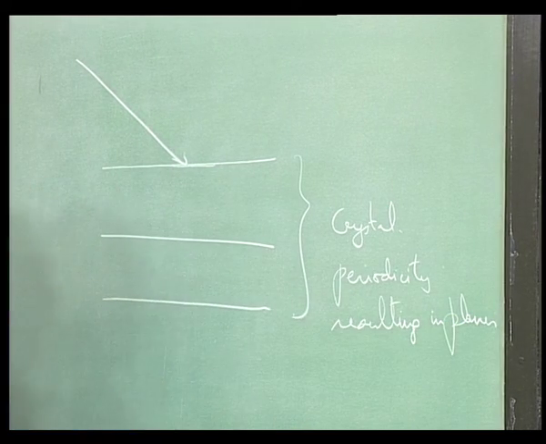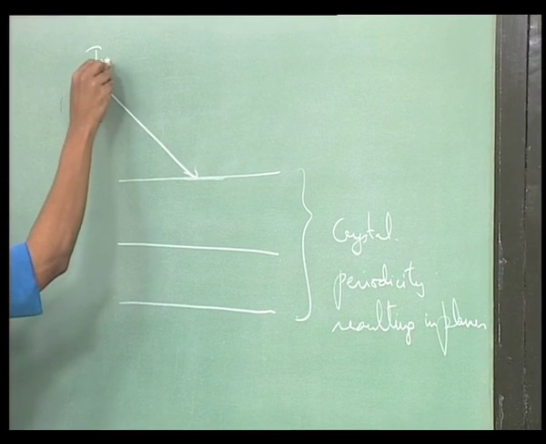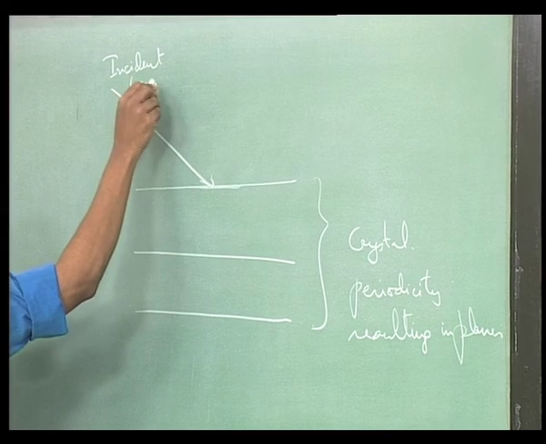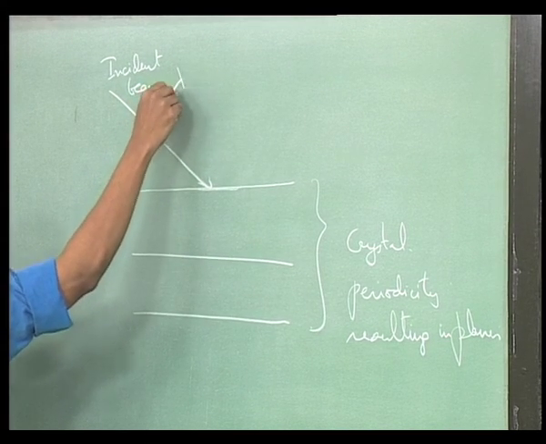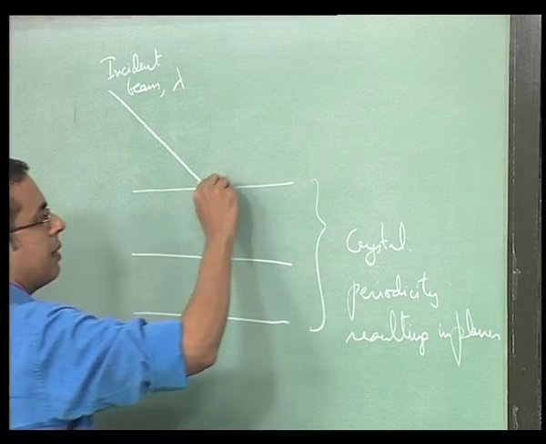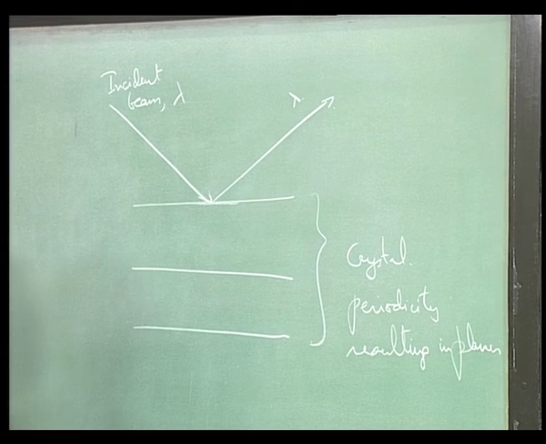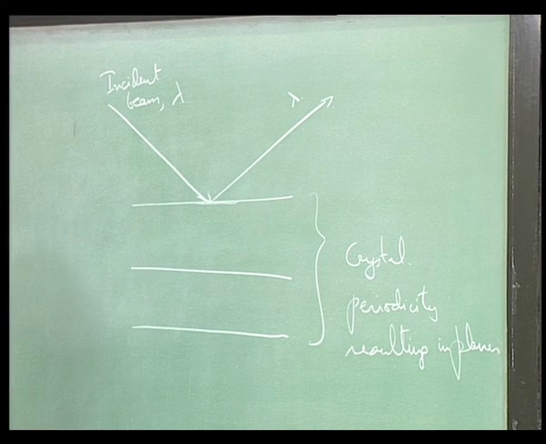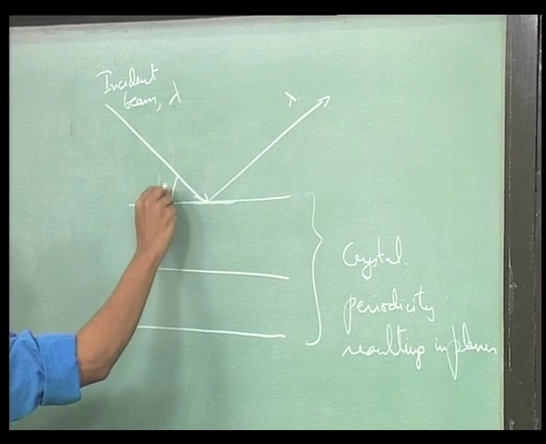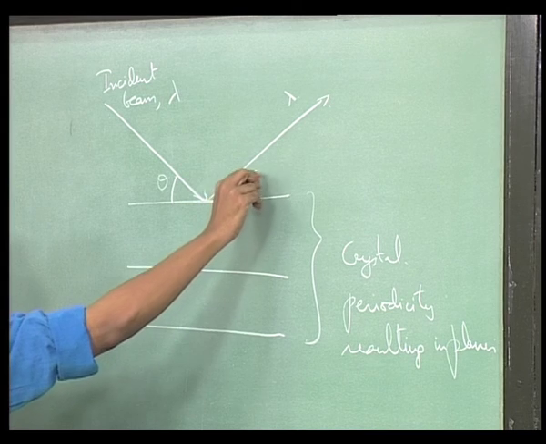The crystal periodicity permits us to define these planes. So, we have an incident beam of wavelength lambda, and we look at a diffracted beam also at wavelength lambda. We are assuming that the interaction is such that the wavelength is not being modified in any way. The incident beam is incident at some angle theta, and this is also theta.